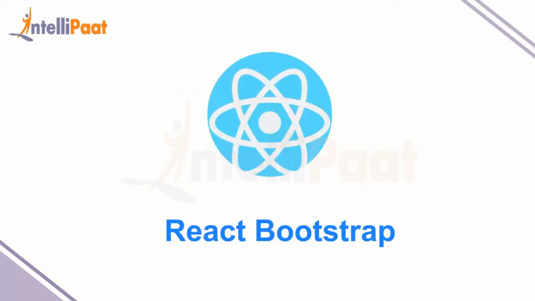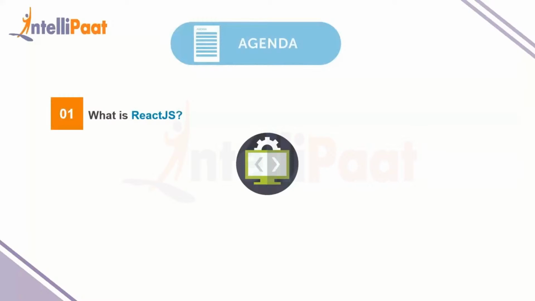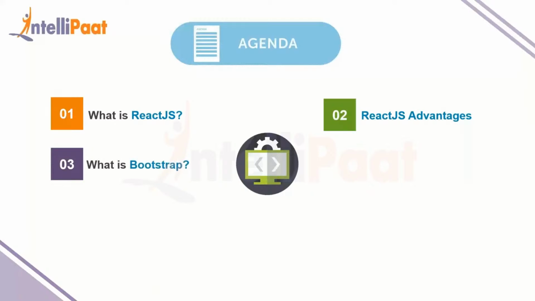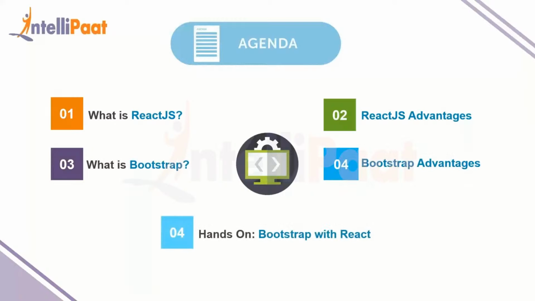So let's take a look at the agenda. We'll begin by taking a look at what is React.js. We'll then move on to take a look at the advantages of React.js. We're assuming that you have no background in JavaScript or you don't know JavaScript that much. So we'll just explain what is React.js and why you would want to use React.js. Then we'll move on to take a look at what is Bootstrap. Then we'll take a look at the advantages of using Bootstrap. And then we'll take a look at a hands-on in which we're using Bootstrap with React.